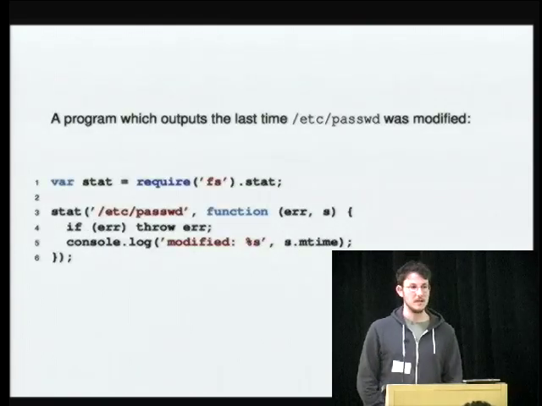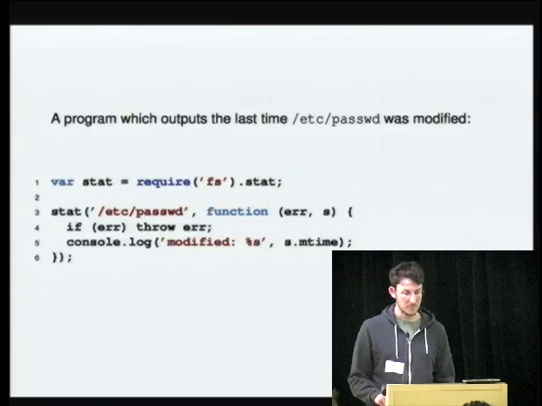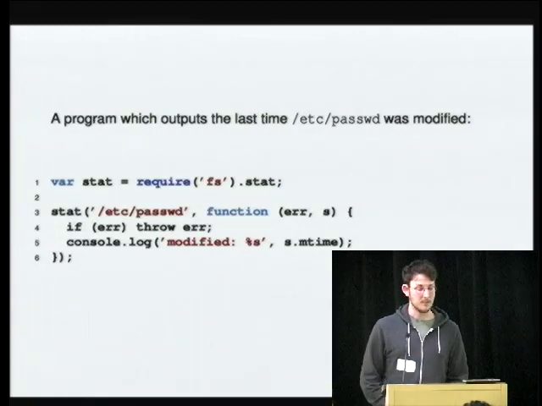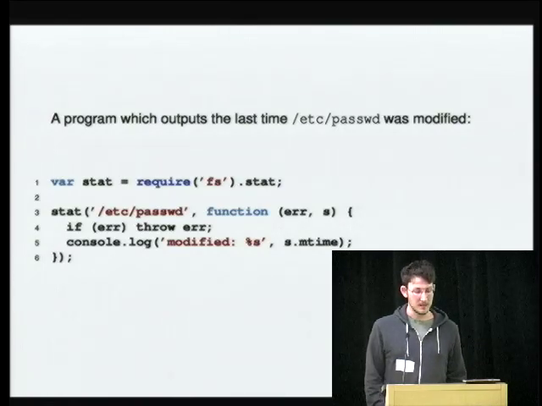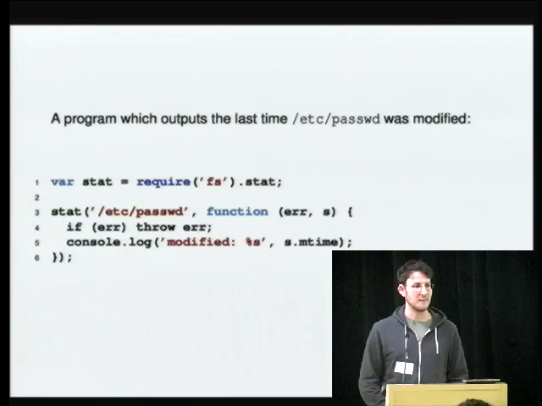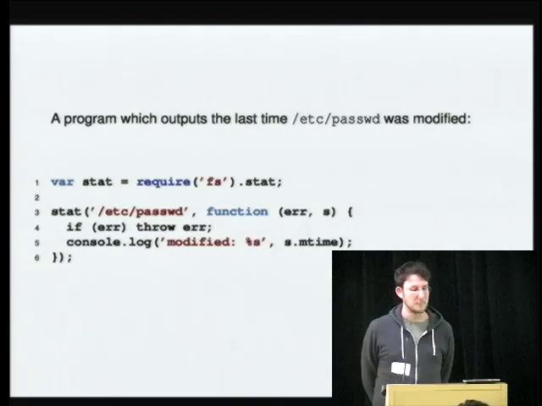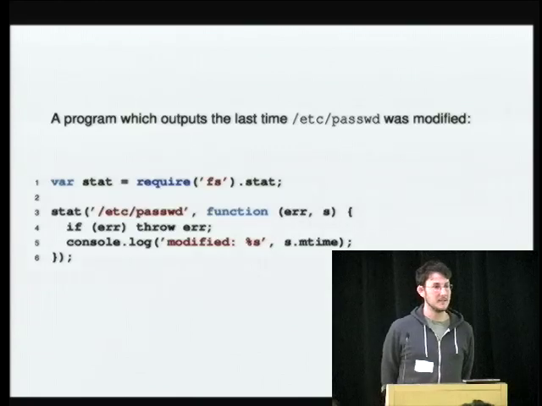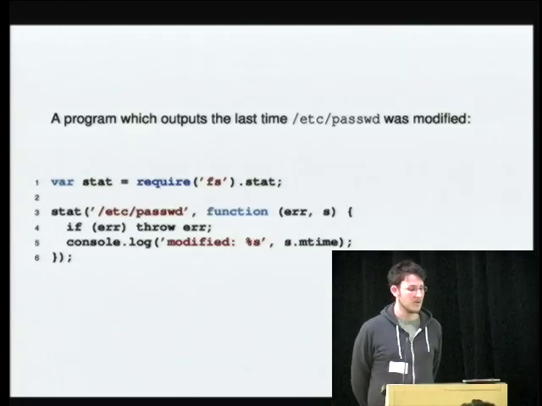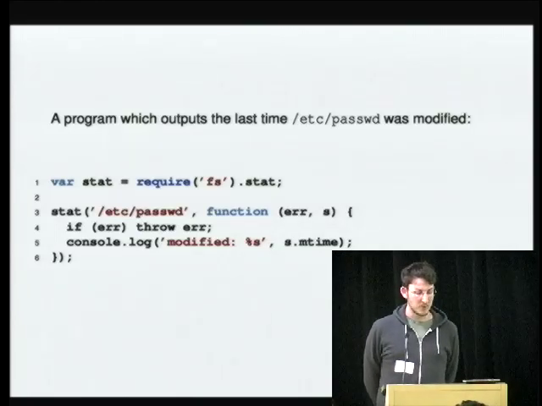So you can do file I/O in Node as well. This example uses the fs module, which is where all the file system methods lie. What we do in line 1 is just pull out the stat function from that module. What we want to do is find out the last time that /etc/passwd was modified. So we stat /etc/passwd, just like the POSIX call, and we get a callback.